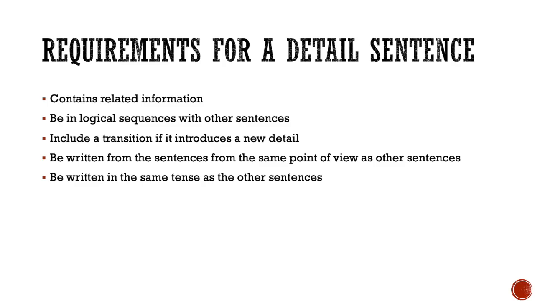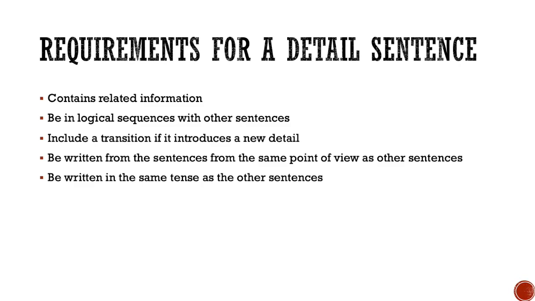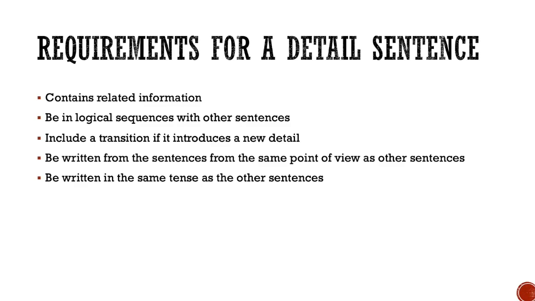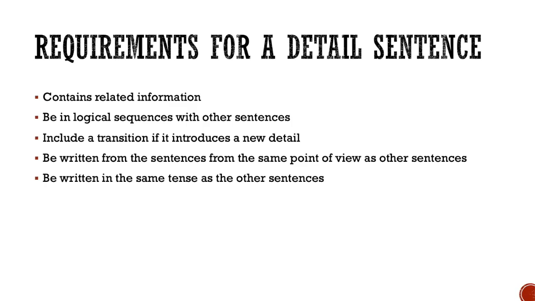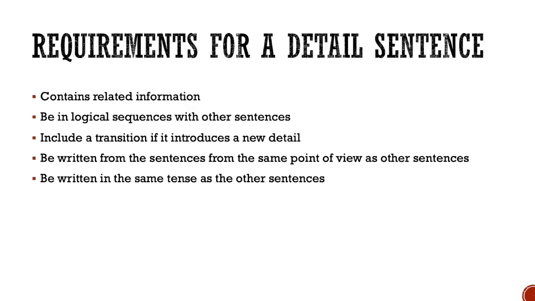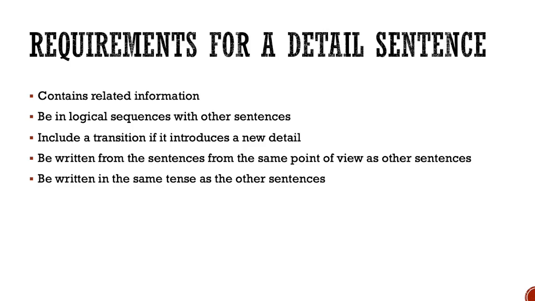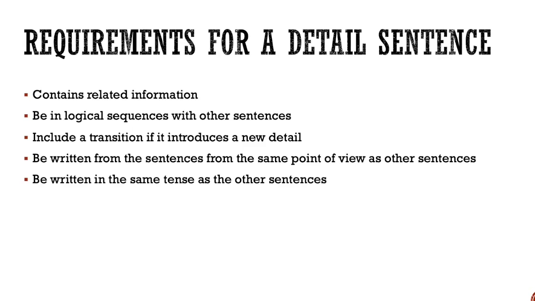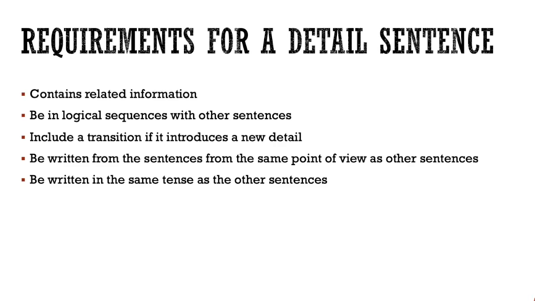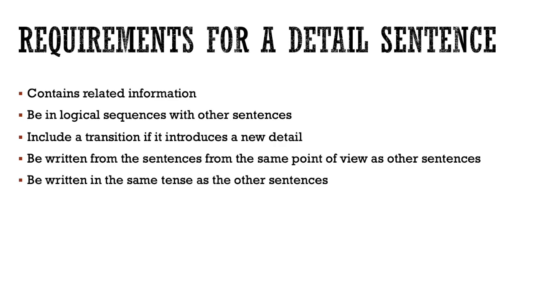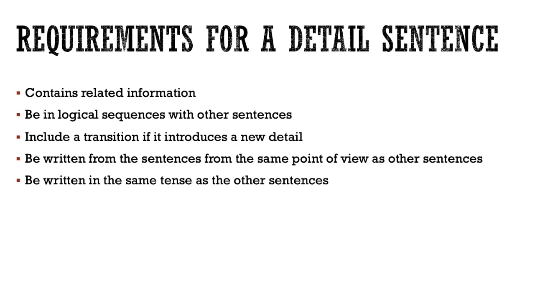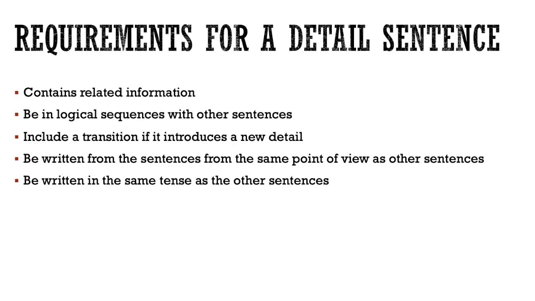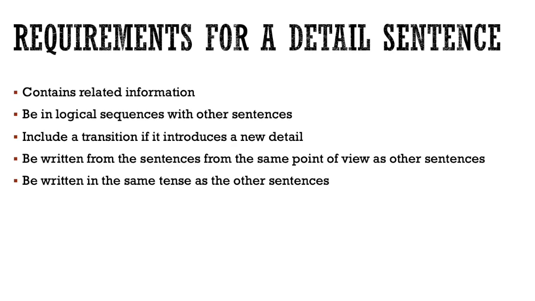It's going to include a transition word when you introduce a new detail. If you forget any transition words, you always can come back to that slide with all the transition words. The sentences must be written from the same point of view as your other sentences before, where the details match up. And it also might be written in the same tense as the other sentences. These are all important things to remember when talking about detailed sentences.